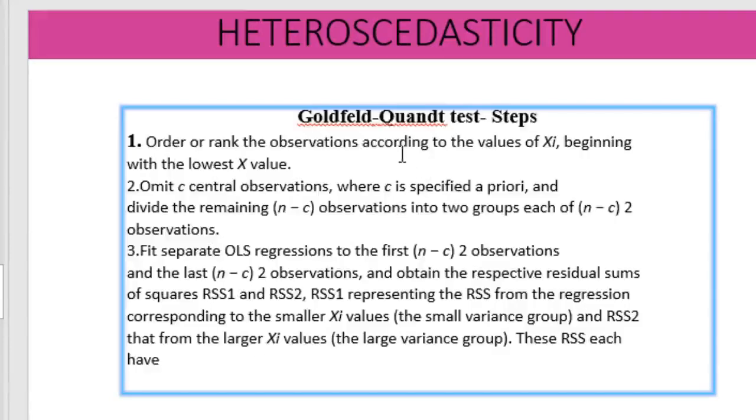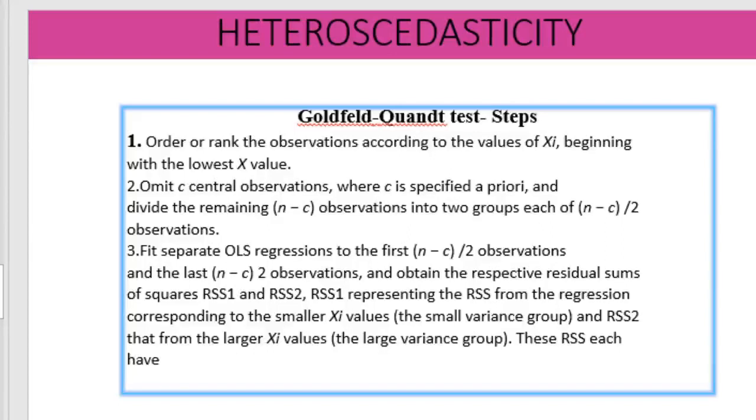Then order or rank the observations according to the value of xi beginning with the lowest value. Omit the central observations, where c is specified a priori, and divide the remaining n minus c observations into two groups, that is, n minus c by 2 observations each.